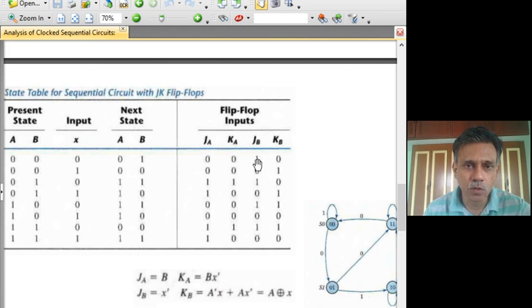So look at these two cases. This is a set condition, so put a 1. This is a reset condition, so put a 0. This is a set condition, so put a 1. So this is a reset condition, so put a 0. This is a toggle condition. So for this case, which is a toggle condition, you have to go and then toggle the B from 0 to 1.